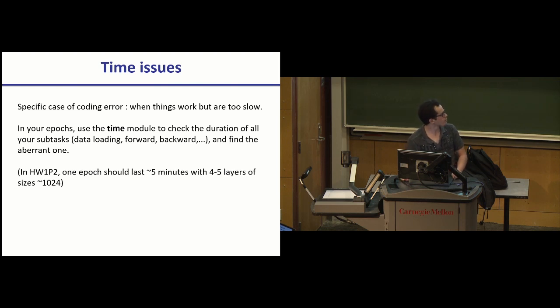One less threatening but still painful kind of error is the time issues, like when things work but they definitely should be faster than they are. In that case, you have the time module. You can check the length of each of the steps of the subtasks of your code, like the data loading, the backward, the forward, and see where it seems to fail. That's the kind of reflex you should have when you're coding deep learning.